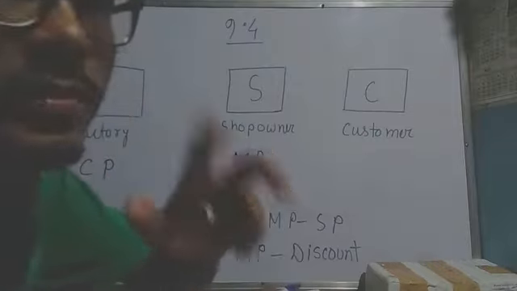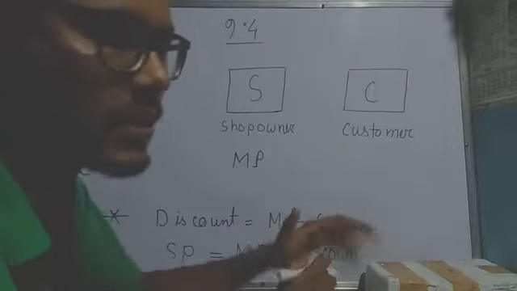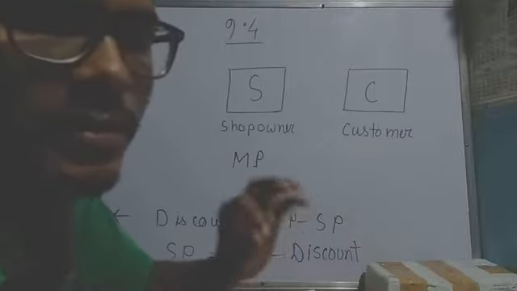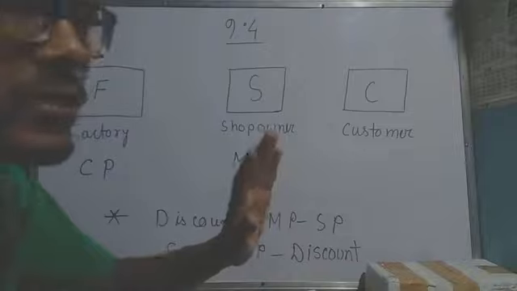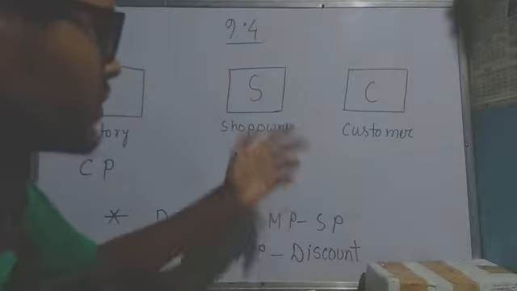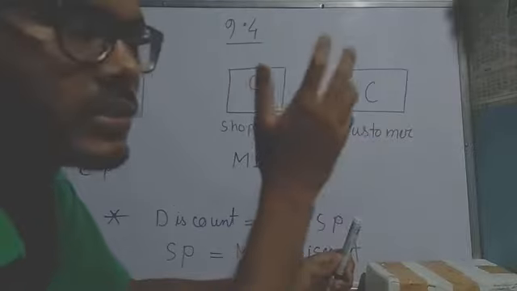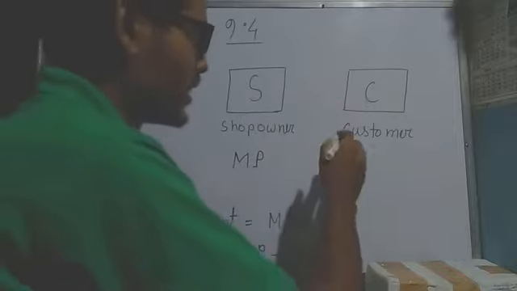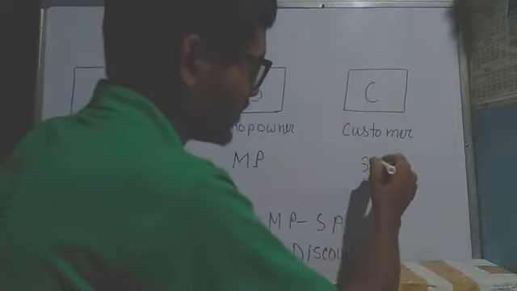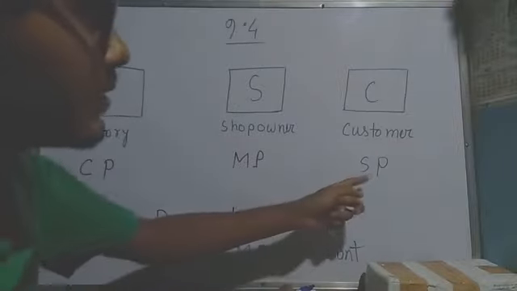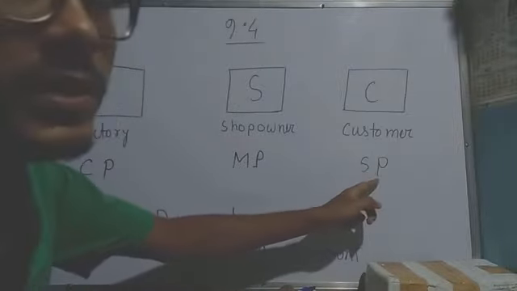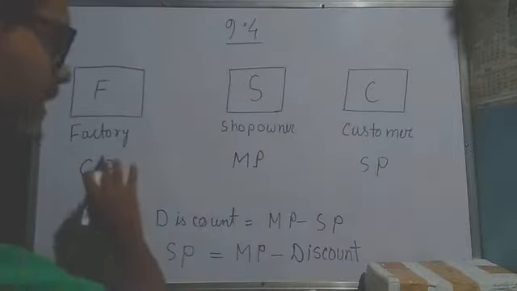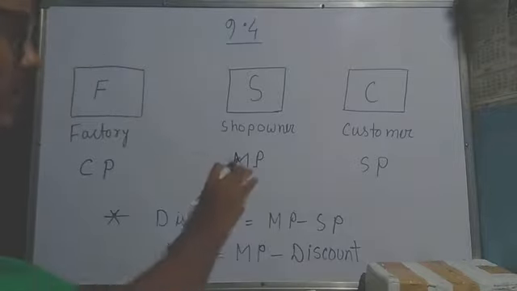But whenever you go to a shop, or suppose I am giving you an example, if you go to Vishal Market, then Vishal Market gives you some discount, or whenever you go shopping you do some negotiation with the shopkeeper. After negotiation he will reduce the price, or sometimes he will give you some discount. After giving the discount he will sell the product, and that will be your selling price. So here selling price, SP, simply means the price at which the customer buys the product from the shop owner. This is the main difference between cost price, market price and selling price.